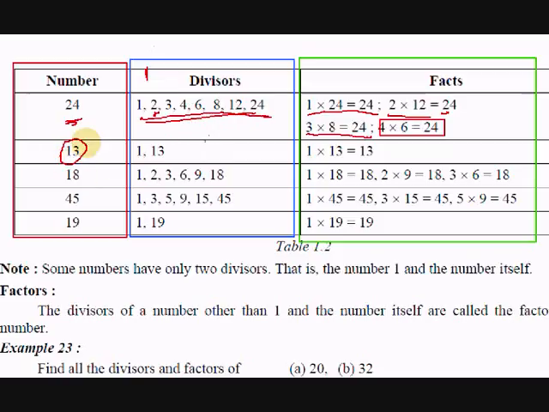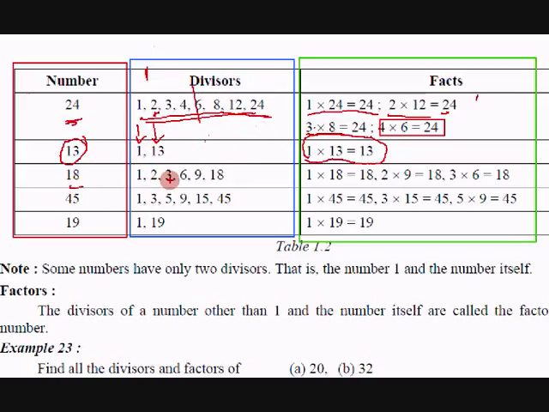So, in the case of 13, we had 2 divisors. But the fact is only 1 into 13 and 13 into 1, okay? Here we had 1, 2, 3, 4 facts. But we had 8 divisors because 3 into 8 and 8 into 3 are one and the same, right? 12 into 2 and 2 into 12 are one and the same. So, there are 8 divisors, but the facts are only 4, right? 4 into 6, 6 into 4. We got 2 divisors here for every number, right? We have only 1 into 13, but we write 1 and 13, right?